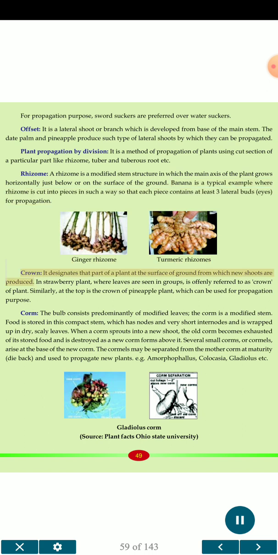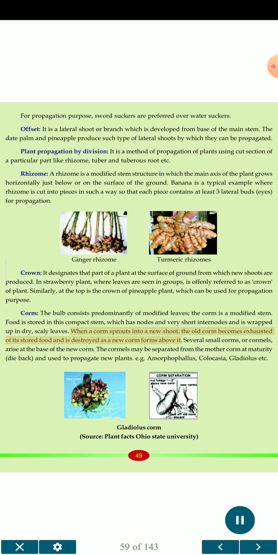Crown: it designates that part of a plant at the surface of the ground from which new shoots are produced. In the strawberry plant, where leaves are seen in groups, this is often referred to as the crown of the plant. Similarly, at the top is the crown of the pineapple plant, which can be used for propagation purposes. Corm: the bulb consists predominantly of modified leaves. The corm is a modified stem. Food is stored in this compact stem, which has nodes and very short internodes and is wrapped up in dry, scaly leaves.